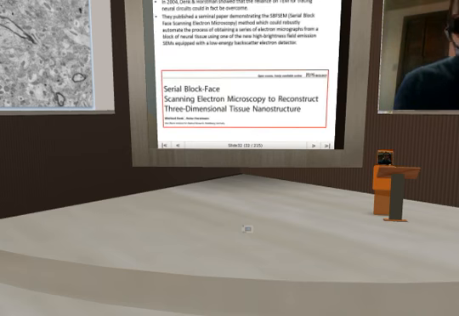In 2004, Winfried Denk and Horstmann showed that this reliance on the TEM for tracing neural circuits could in fact be overcome. They published a seminal paper demonstrating the serial block face scanning electron microscope method, which could robustly automate the process of obtaining a series of electron micrographs from a block of neural tissue using one of the new high brightness field emission SEMs equipped with a low energy backscatter electron detector.